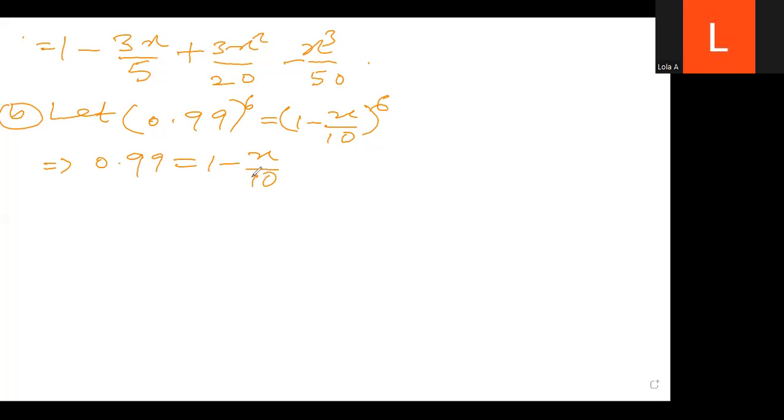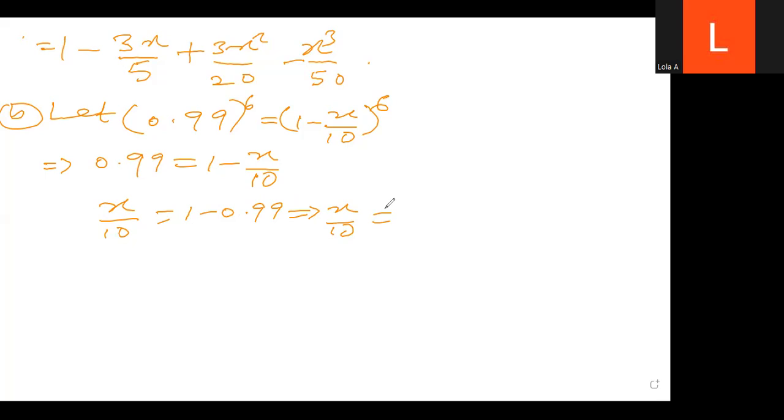Now, why am I doing that? I'm doing that so that I will know the precise value of x to be substituted in the expansion we have done in A. So that's the essence of what I have done. So I will make x the subject by rearranging this. So this will be x over 10 equals 1 minus 0.99.